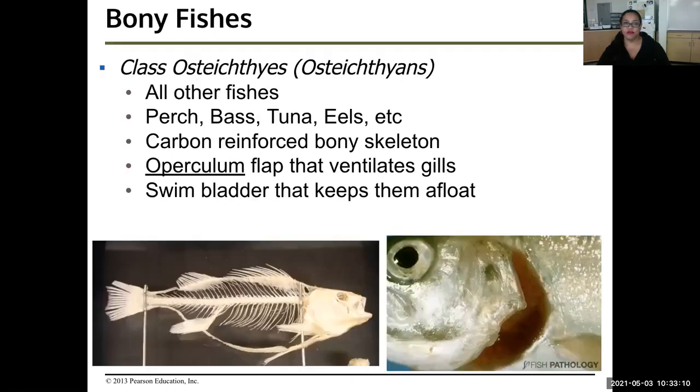Bony fishes. They are class osteichthyes. They're osteichthyans. Osteo means bone. If you have osteoporosis, you have weak bones. These are all the other fishes besides the sharks and rays. Perch, bass, tuna, eels. They have a carbon reinforced bony skeleton, just like us. They have an operculum flap that ventilates the gills and a swim bladder that keeps them afloat. If you've ever seen a fish breathe, their mouth goes in and out, but their gills also kind of move. The flap over it is called the operculum, and it protects their gills because the gills are actually really sensitive.